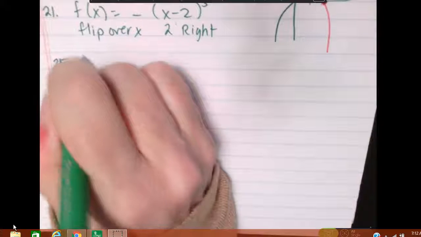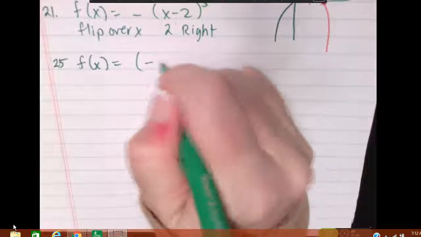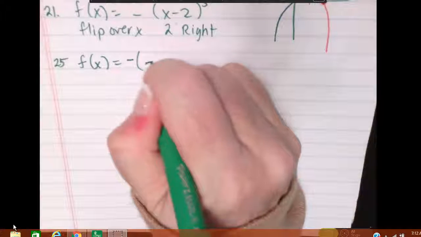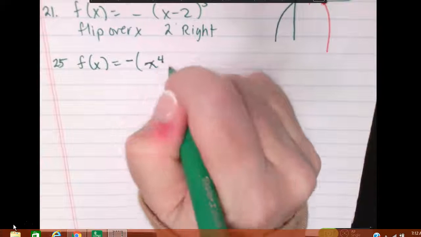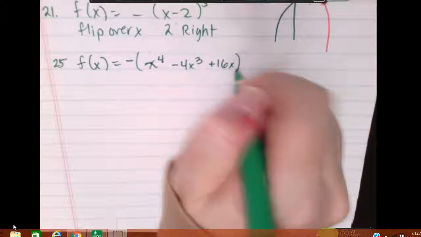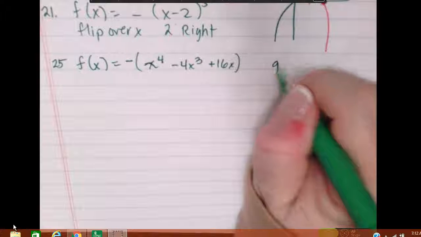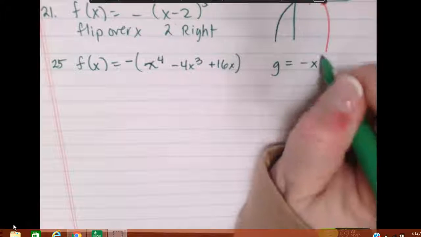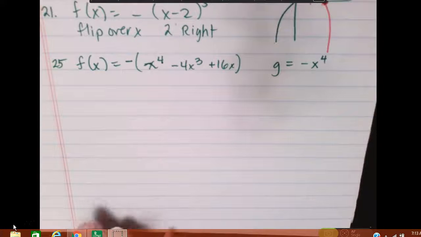So let me get my functions down here. F of x equals negative x to the fourth minus 4x cubed plus 16x, and then g is just negative x to the fourth. So my prediction is that they will have the same end behavior, and I'm going to pause and graph these on Desmos real quick.